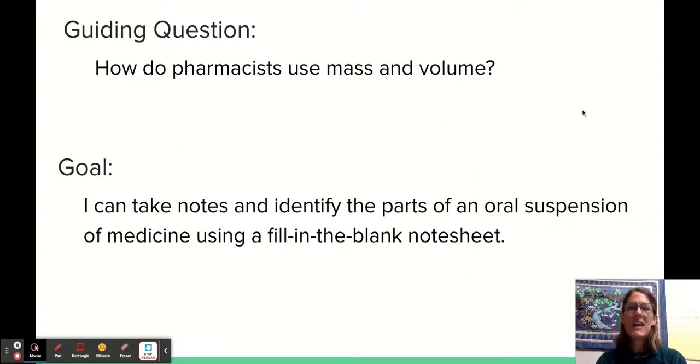The guiding question: how do pharmacists use mass and volume? I can take notes and identify the parts of an oral suspension of medicine using a fill-in-the-blank notes sheet.